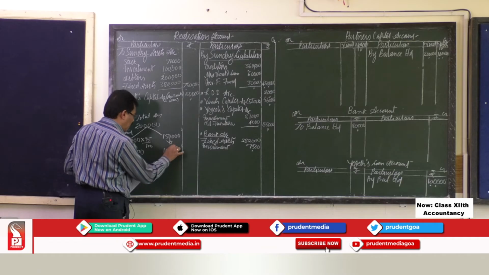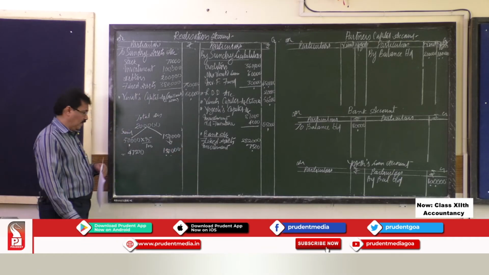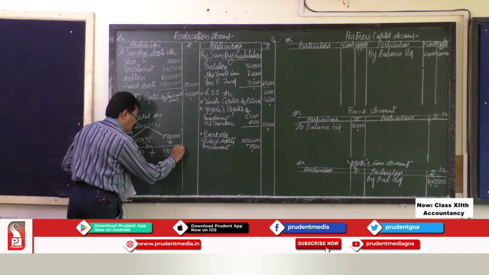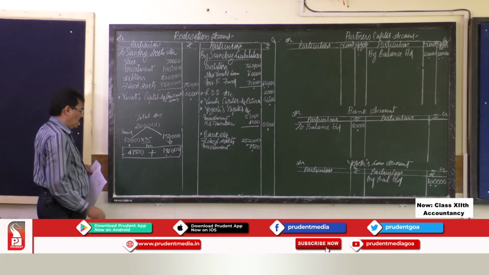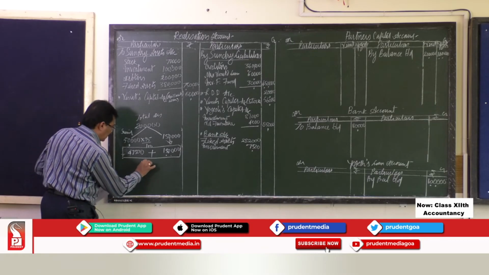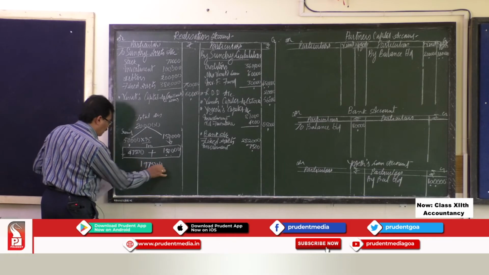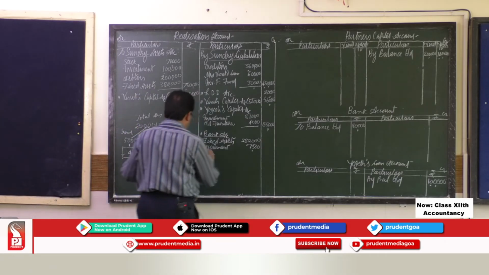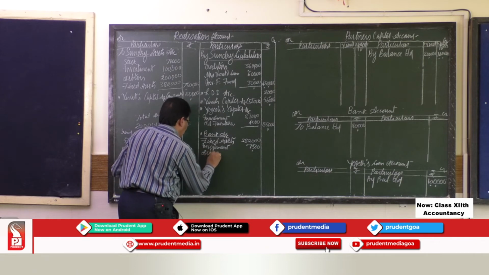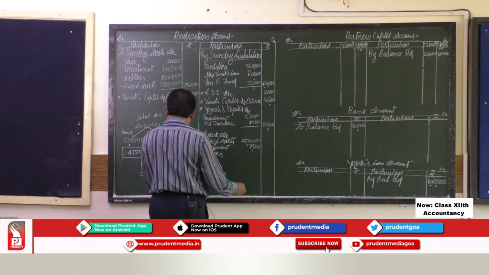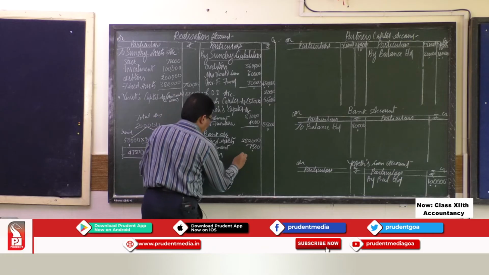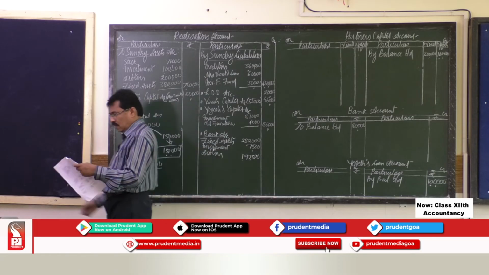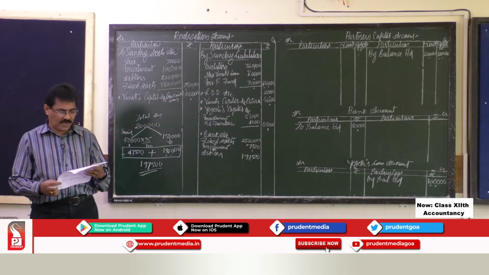These debtors realized full means 1,50,000. So what is the total money realized? This plus this, so 1,97,500. So debtors realized is rupees 1,97,500.